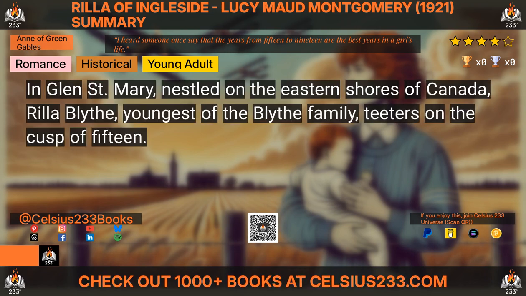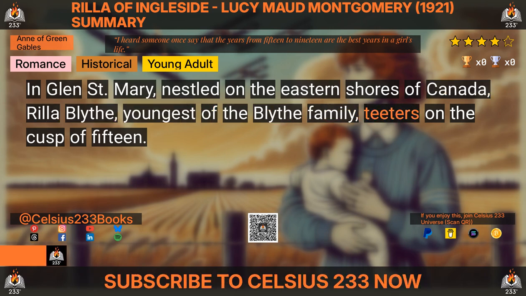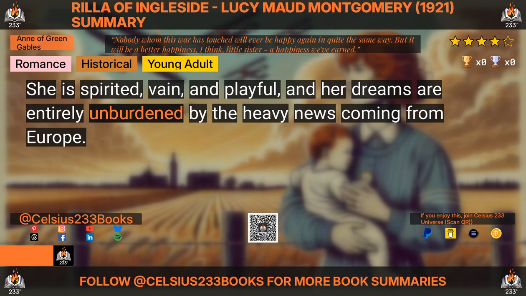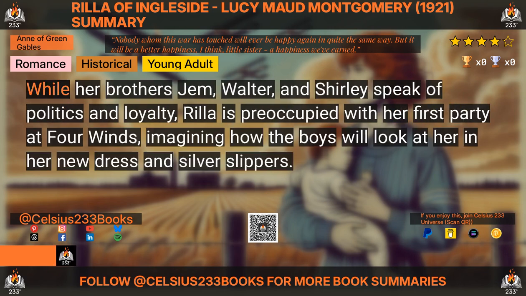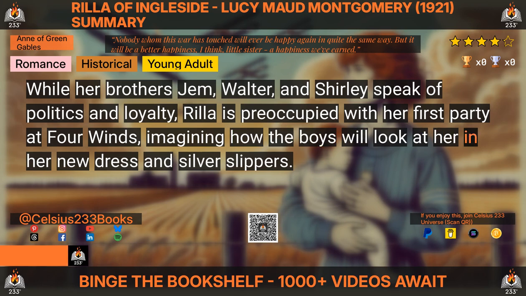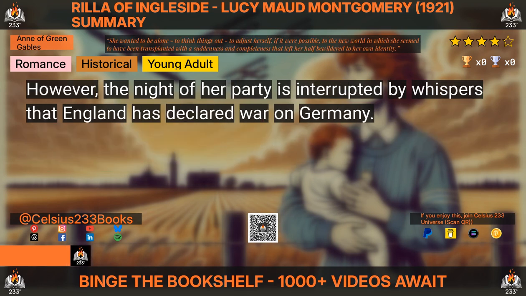Plot summary. In Glen St. Mary, nestled on the eastern shores of Canada, Rilla Blythe, youngest of the Blythe family, teeters on the cusp of 15. She is spirited, vain, and playful, and her dreams are entirely unburdened by the heavy news coming from Europe. While her brothers Jem, Walter, and Shirley speak of politics and loyalty, Rilla is preoccupied with her first party at Four Winds, imagining how the boys will look at her in her new dress and silver slippers.